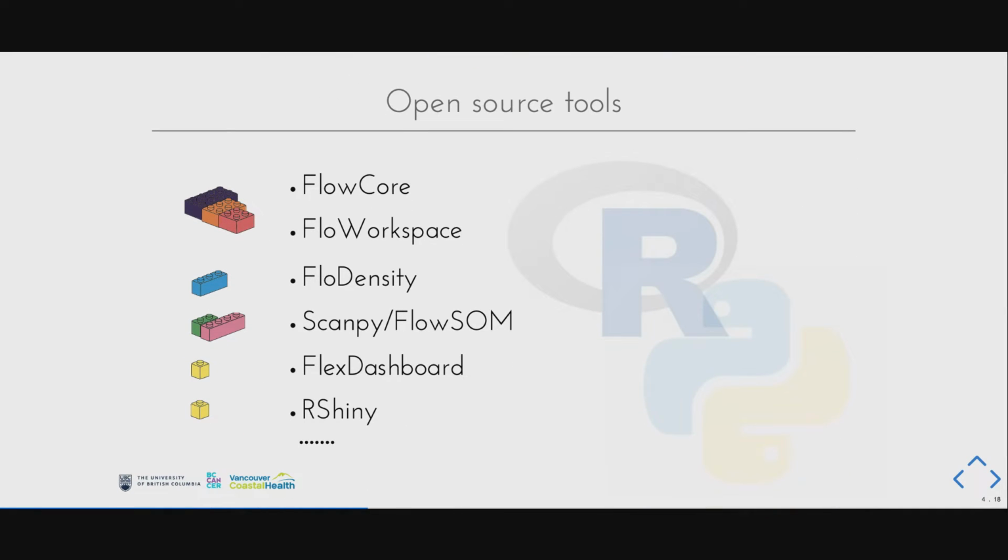And this slide lists the open source flow cytometry tools based on R and Python, because these languages offer a wide range of packages handling biological data. We use these packages as shown here: flowCore and flowWorkspace for data import, export, and pre-processing, flowDensity for automated gating analysis, Scanpy and FlowSOM for dimensionality reduction and clustering, and lastly, RShiny for the GUI, and also flexdashboard for the GUI.